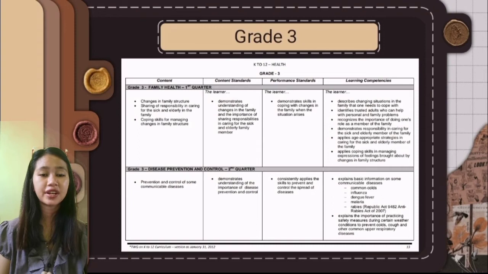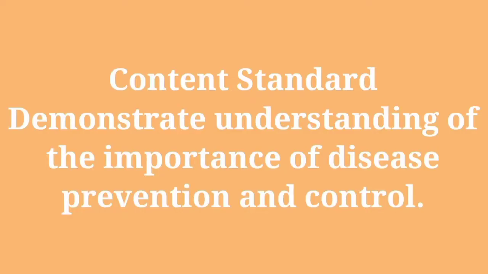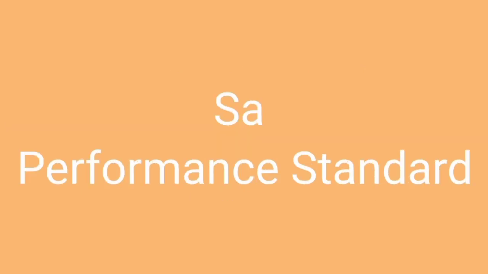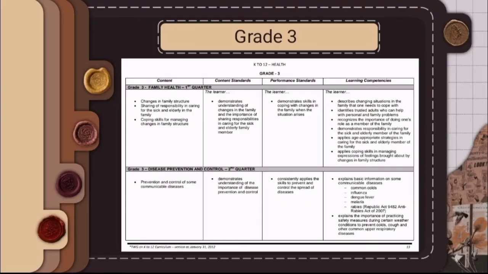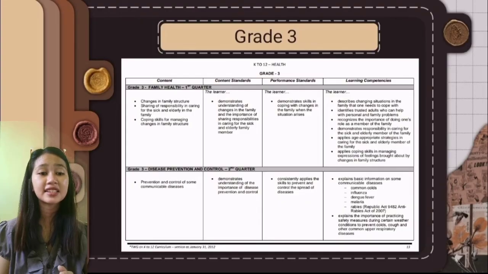Next is yung sa grade 3, disease prevention and control. Under ito ng second quarter. Ang content nito ay yung prevention and control of some communicable diseases. Under its content standard naman, consistently applies the skills to prevent and control the spread of diseases.